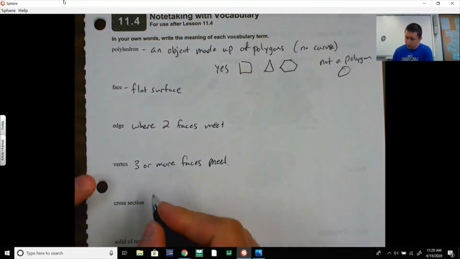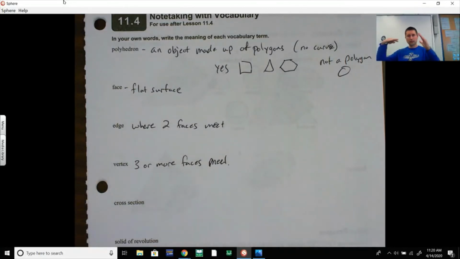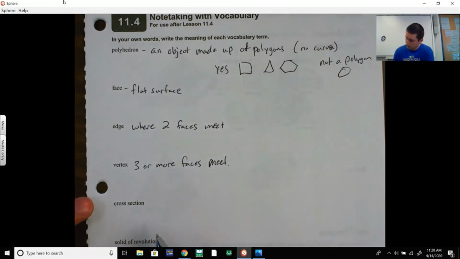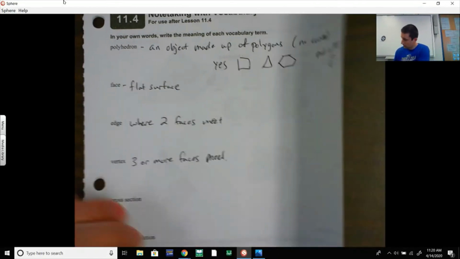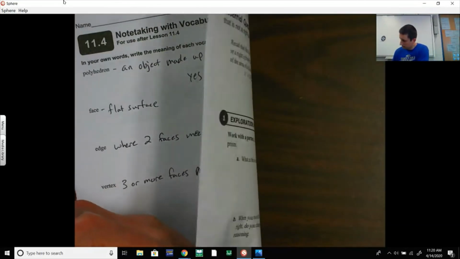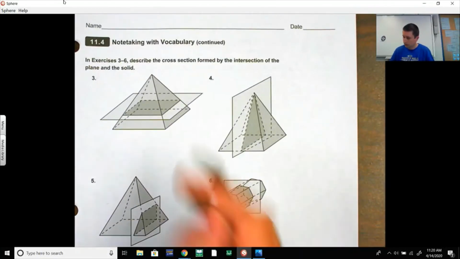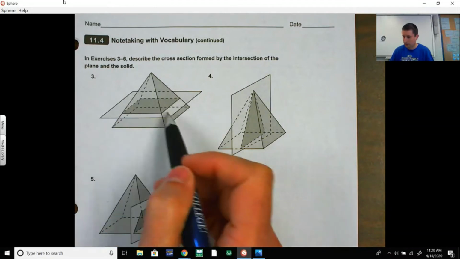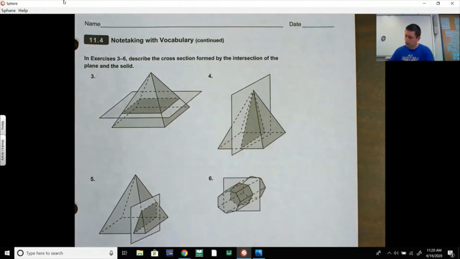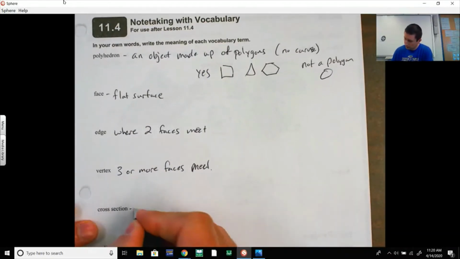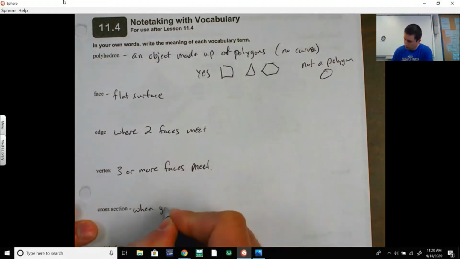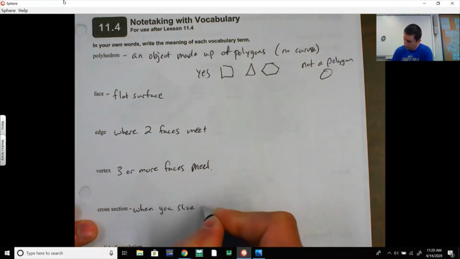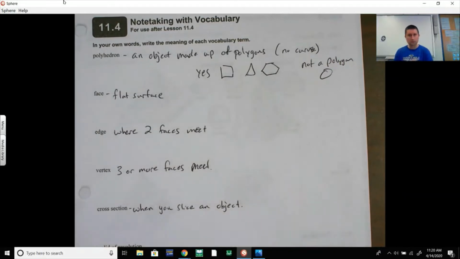A cross-section is what happens when you slide a plane through an object. Okay, so we're going to see that here. These are cross-sections. If you have a three-dimensional object and you take a slice out of it, that's a cross-section. Imagine you have an orange and you slice it in half, that's a cross-section. You can look at what shape you have there.